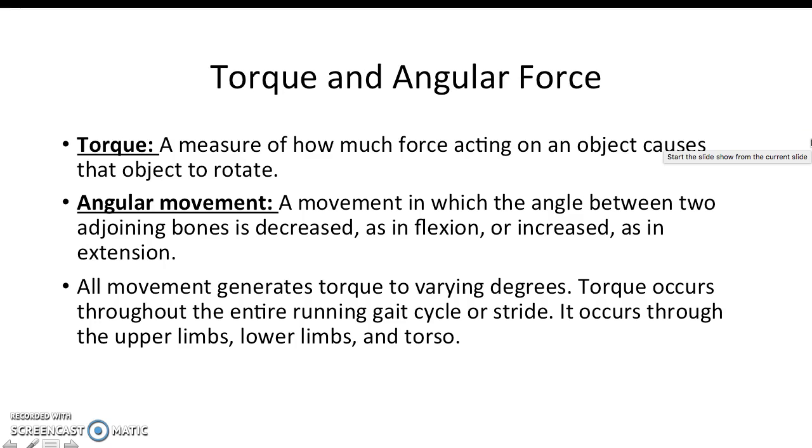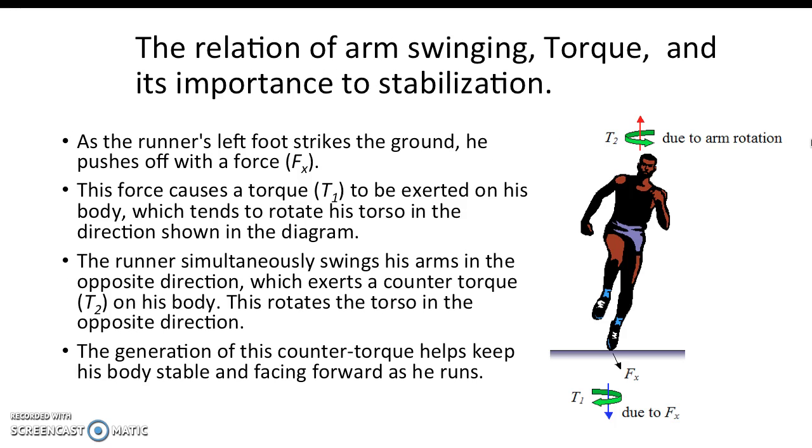Welcome to Running Biomechanics. All movement generates torque to varying degrees. Torque occurs throughout the entire running gait cycle or stride. It occurs through the upper limbs, lower limbs, and torso. Definitions of torque and angular movement are shown here.